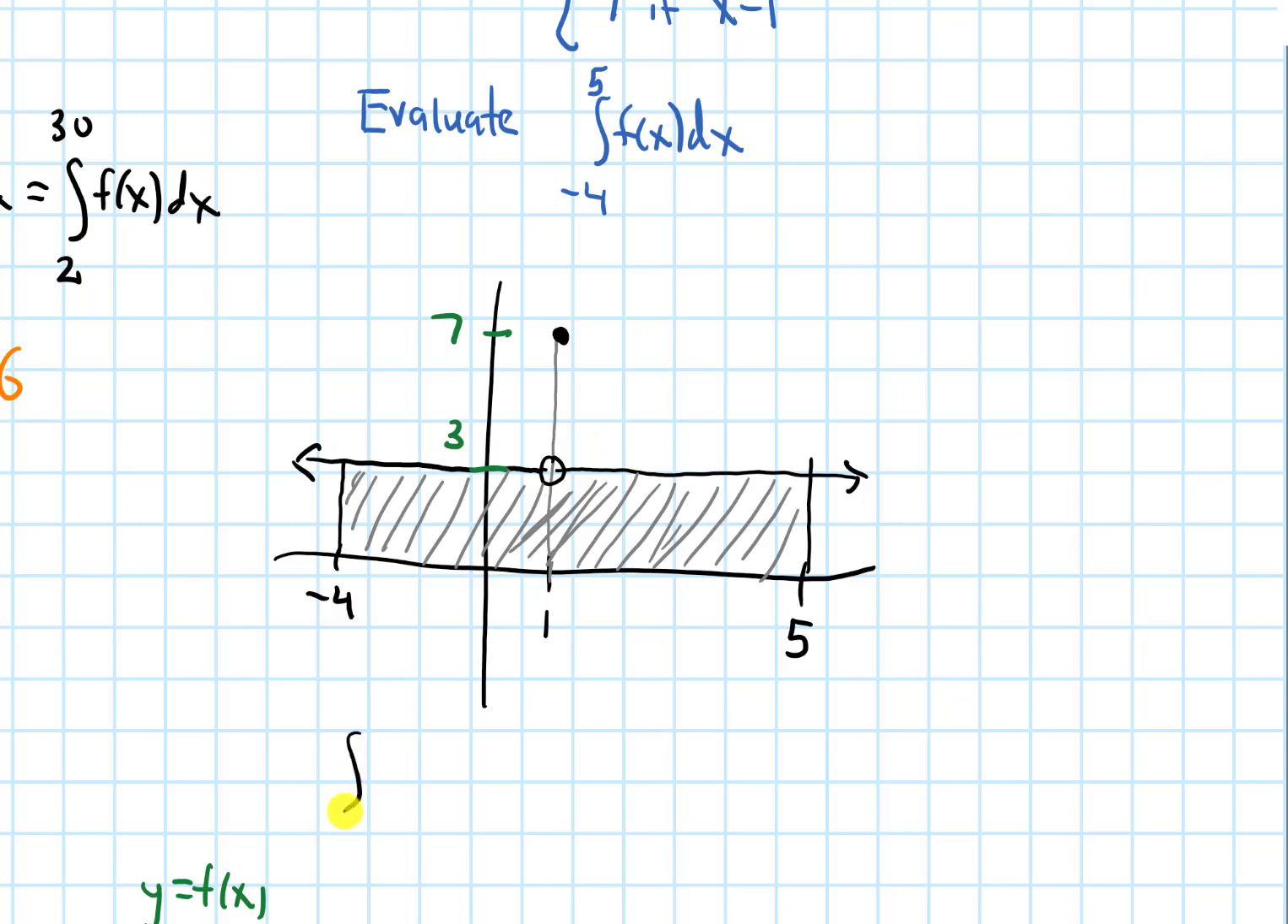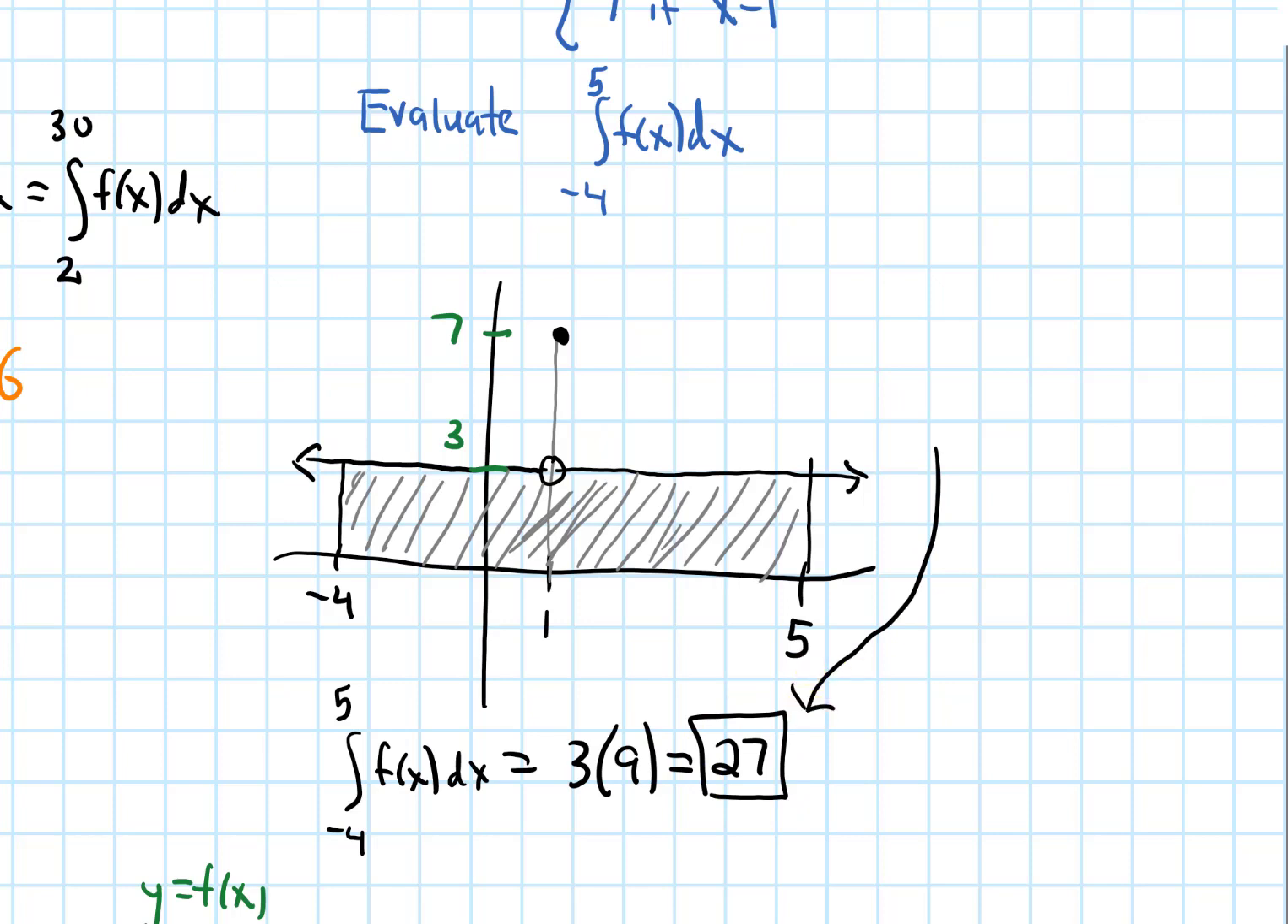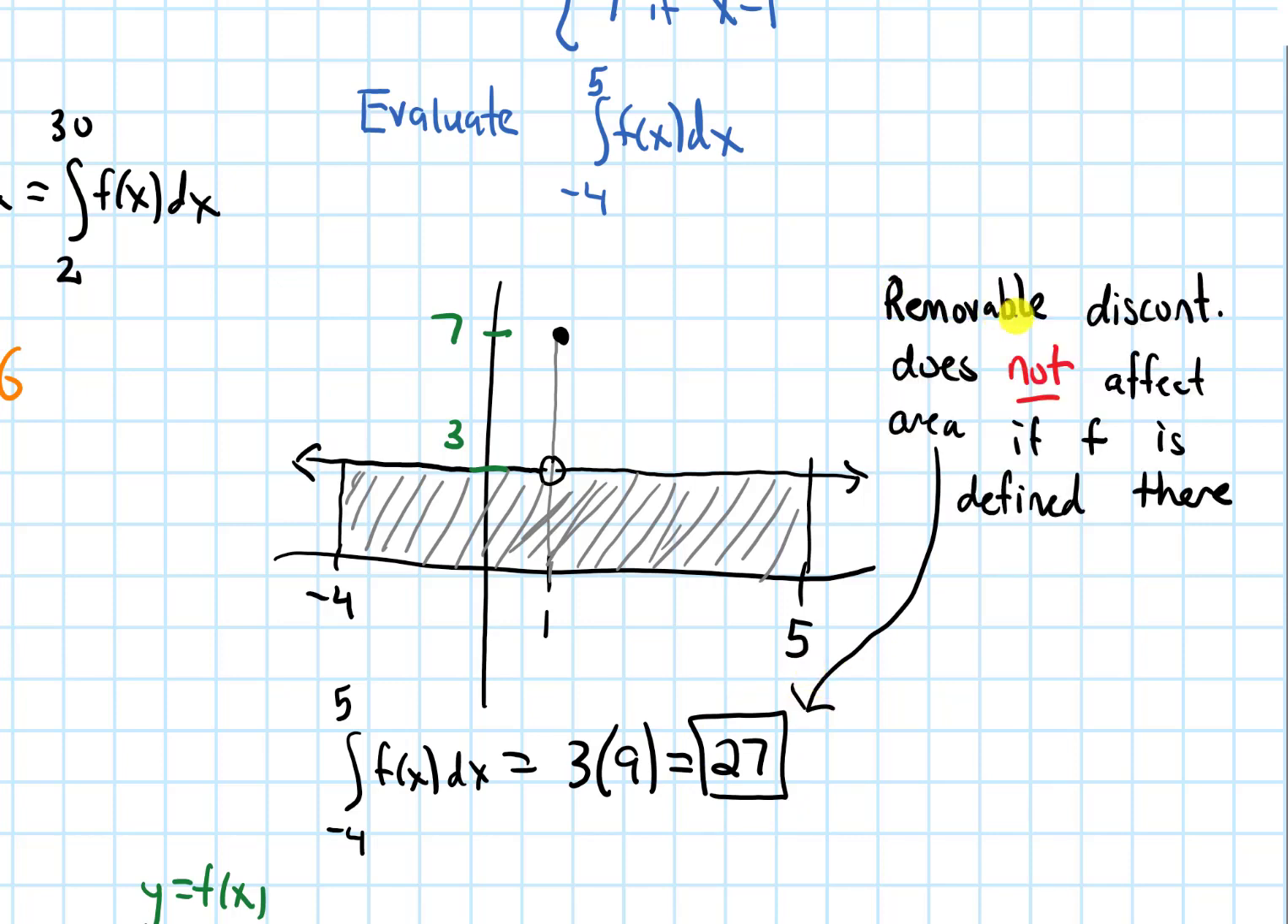So what we end up getting is the integral from -4 to 5 of f of x dx equals the height of this rectangle, which is 3, times the base, which is 9. Multiplying those, we get 27. The key thing I want to observe is that when we have a removable discontinuity like this, it will not affect the area as long as our function f is defined there. Because I had a point at x equals 1, it gave me an infinitely thin sliver of finite height, and that has an area of 0, so it didn't affect the overall area.